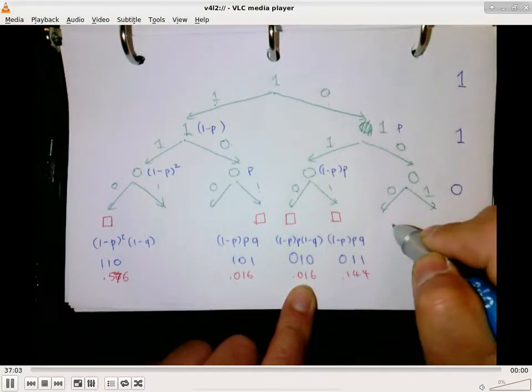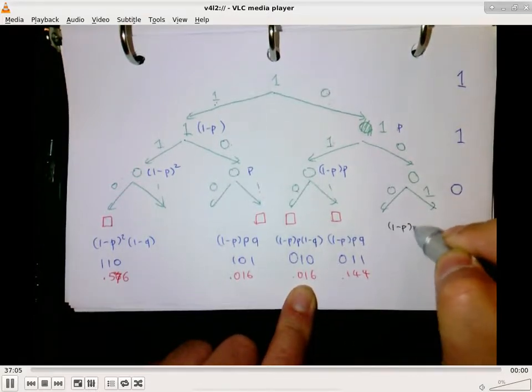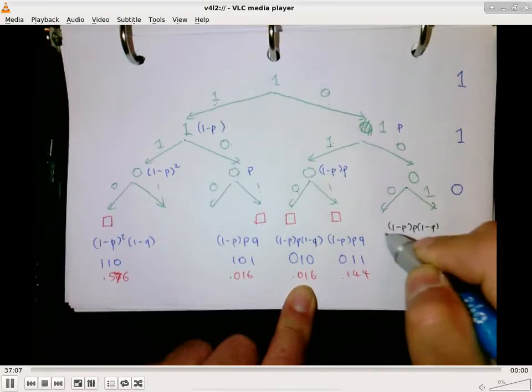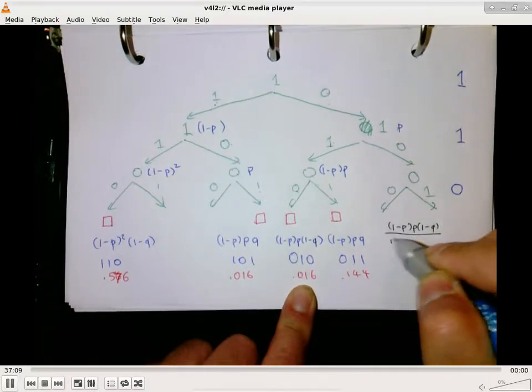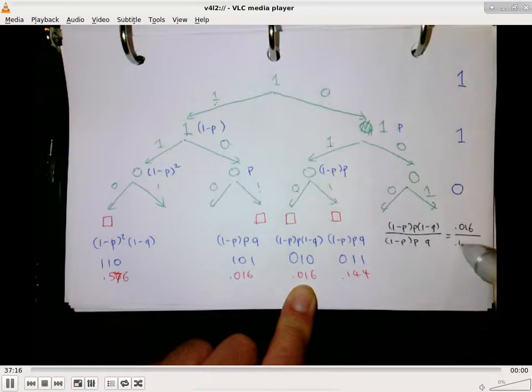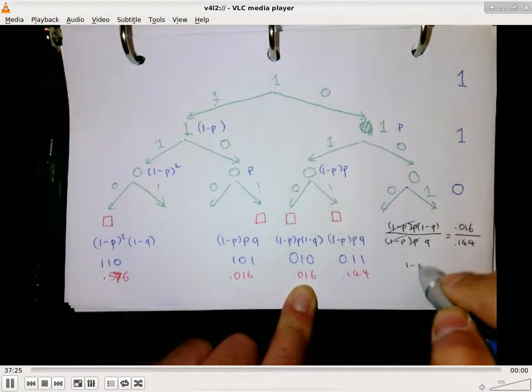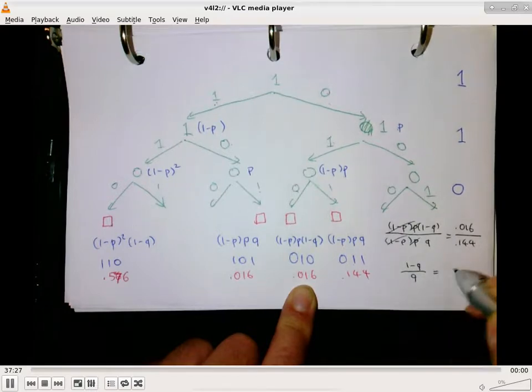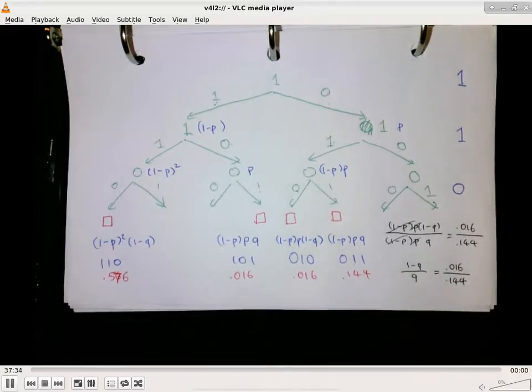So now we have 1 minus P times 1 minus Q divided by 1 minus P times Q being 0.016 divided by 0.144. Is that making any sense? So you cancel out the terms like that. So now you have 1 minus Q divided by Q equal to 0.016 divided by 0.144. And I trust that you guys can take this one to the end.